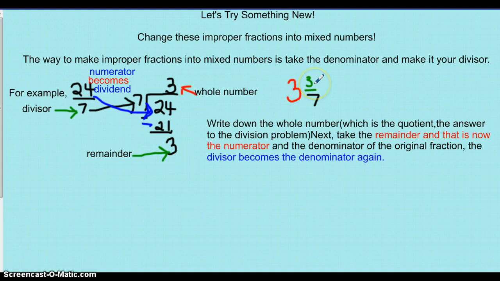becomes my numerator. My same divisor, which was my denominator, stays there. And this right here is my whole number. So my quotient is my whole number. My numerator was my remainder, and this is still my same denominator. Please write this in your math spiral now. Pause the video.